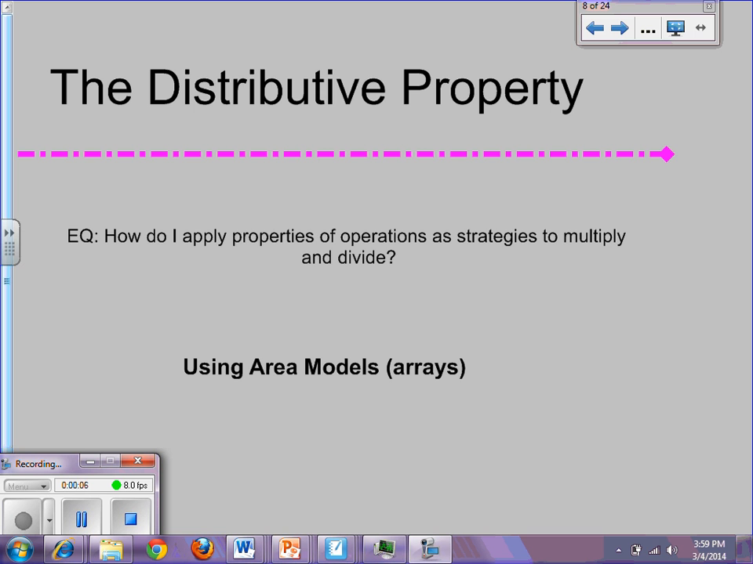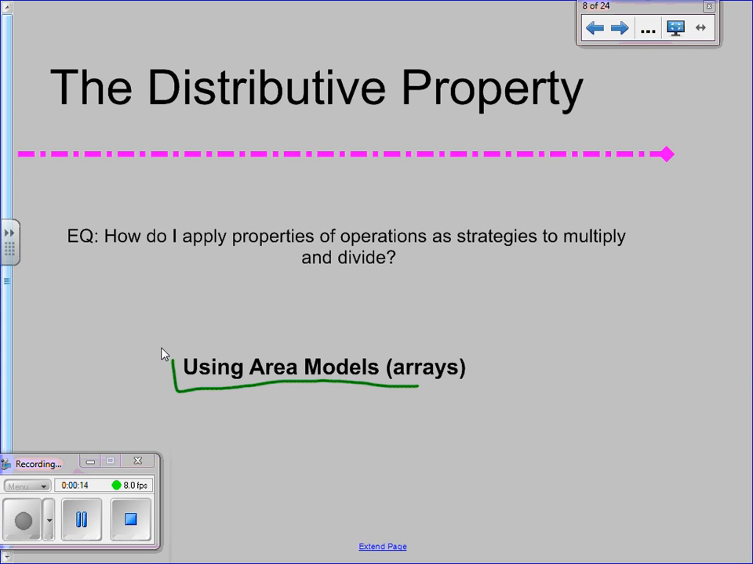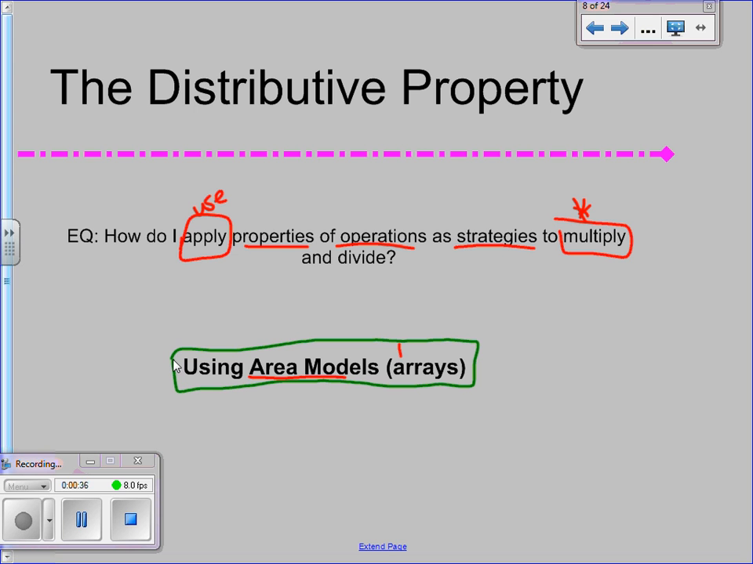Today we are going to be working on the distributive property again, but tonight we are going to be focusing on using the area model or array picture models to help us figure out distributive property. So again, our central question is, how do I apply or use properties of operations as strategies to multiply and divide? And again, we're focusing just on multiplying today. And we're going to be using those area models or picture arrays to help us form the distributive formula.